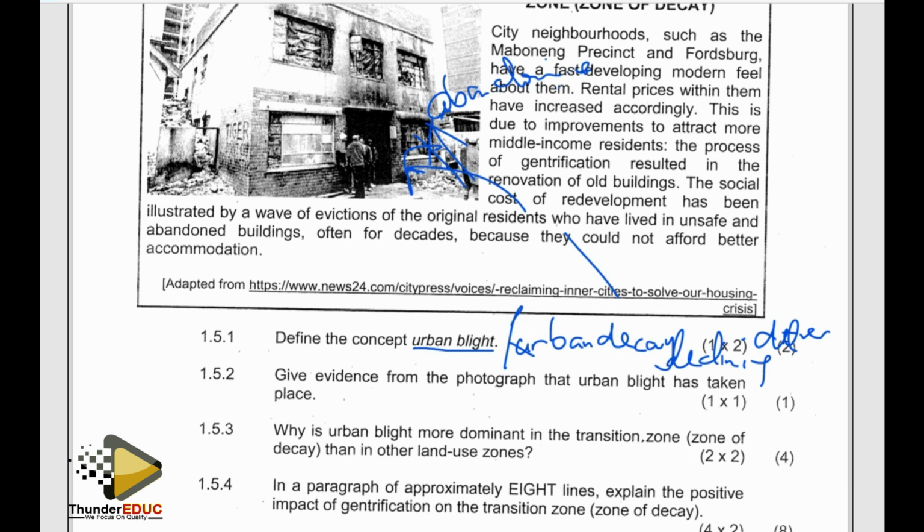Then give evidence from the photograph that urban blight has taken place. What can we see here which shows us that there is a problem of urban blight? Let's look at these windows here. You see how those windows look. Those windows are broken and are never replaced. They will just stay like that. So it's one evidence, these broken windows all around that you are seeing here.